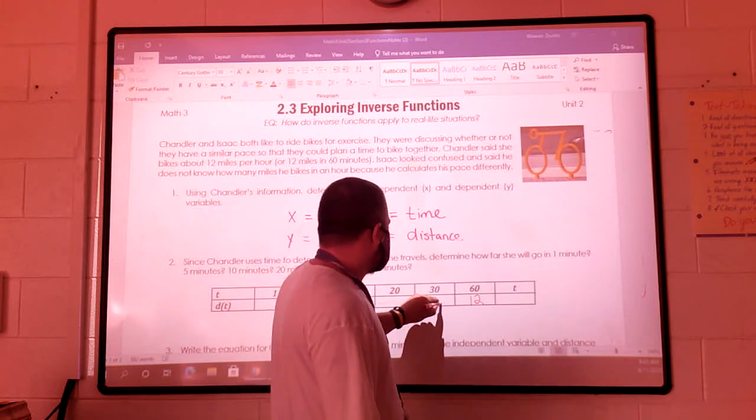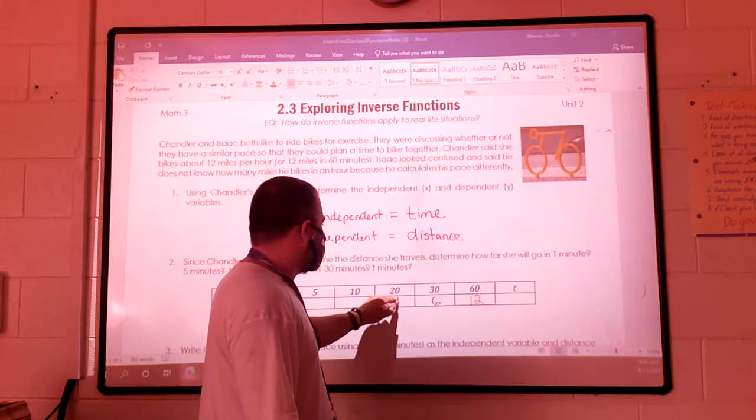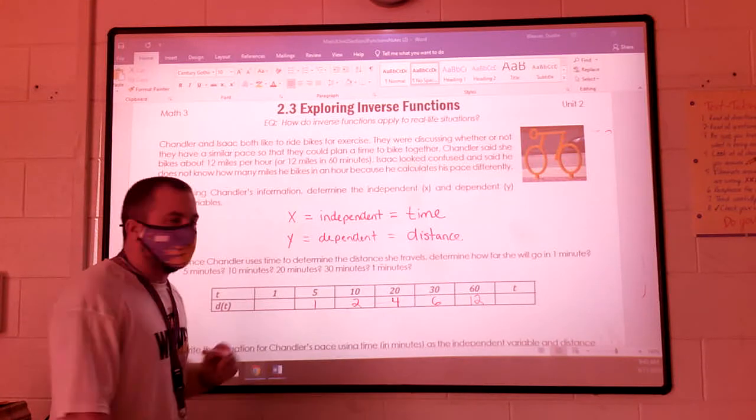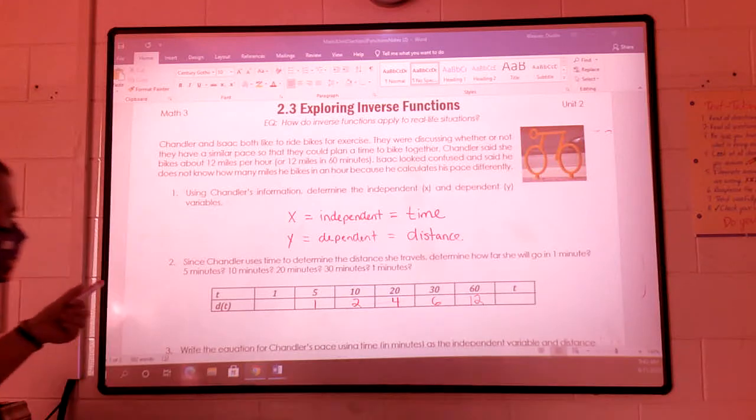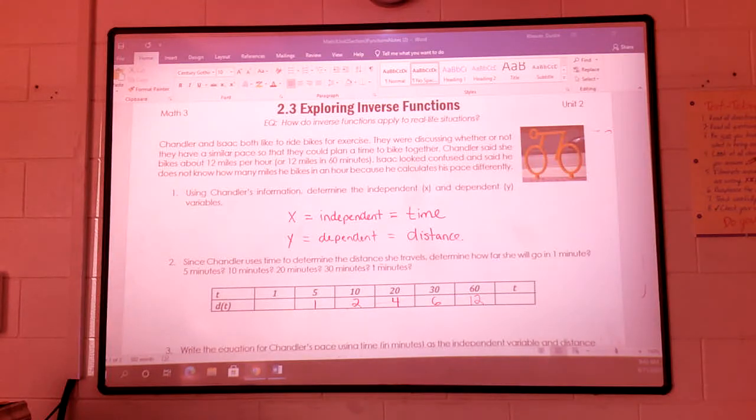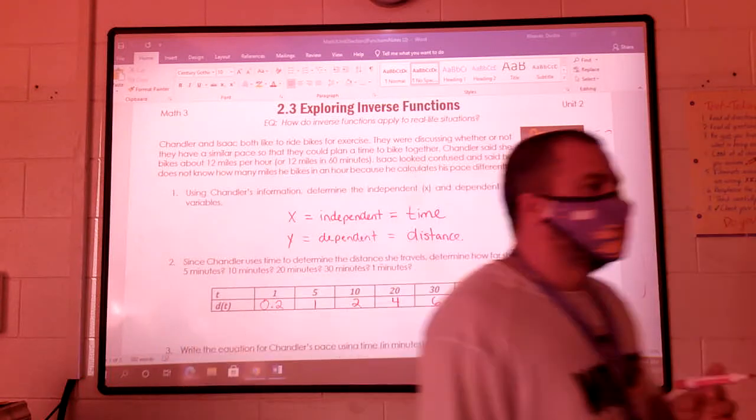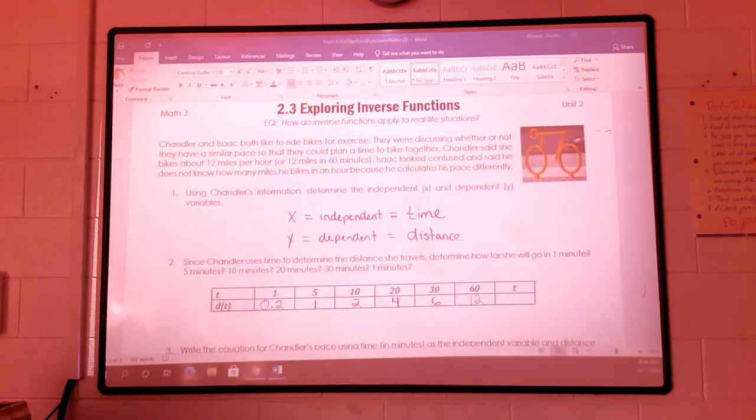So they can go 6 miles in 30 minutes. They can go 4 miles in 20 minutes. They can go 2 miles in 10 minutes. They can go 1 mile in 5 minutes. Then we get to 1 minute. If you take 1 minute and divide by 5, you get 1/5. So we can write it as a decimal. That would be 0.2. So in 1 minute, they can go 0.2 miles. So that's how you're able to go through and see this. Okay, so you're able to see all those.